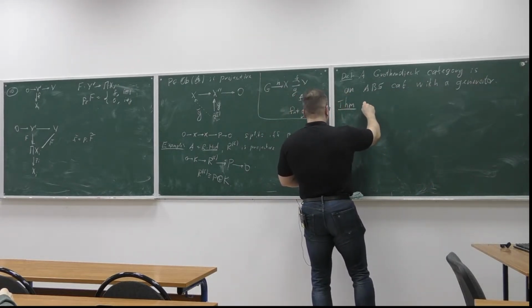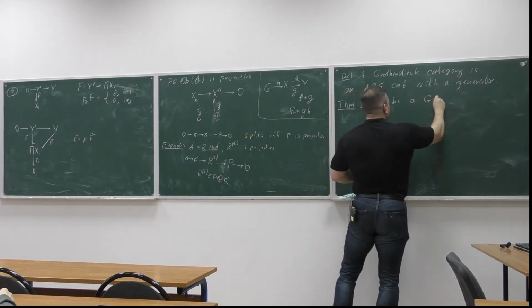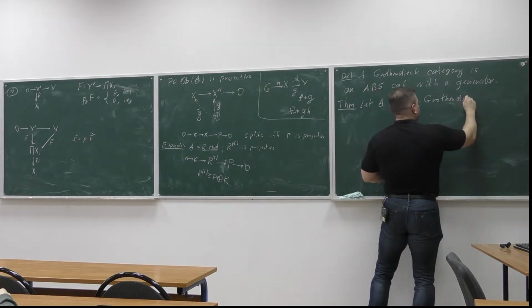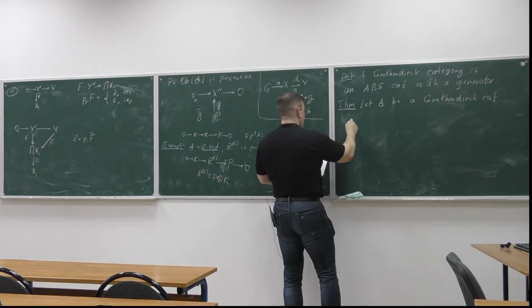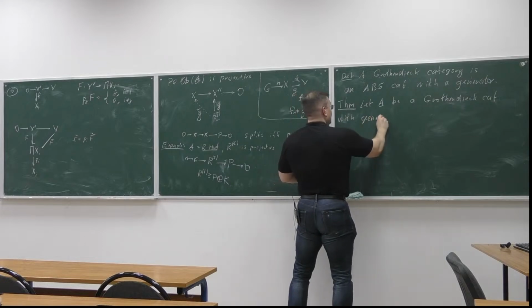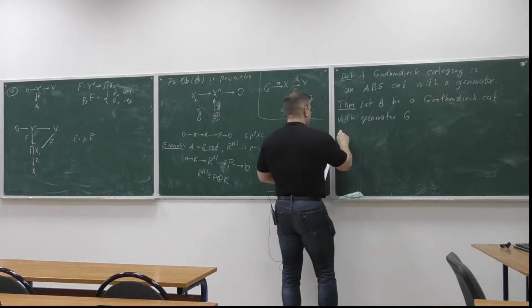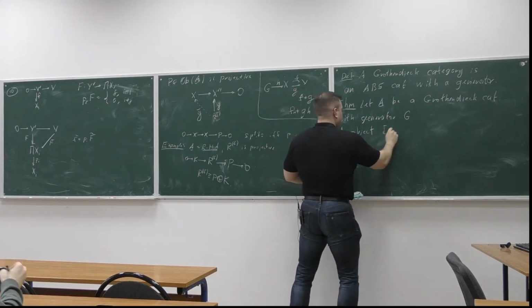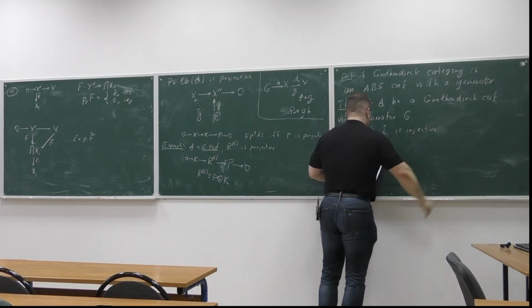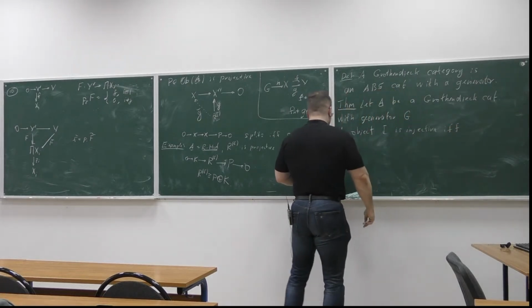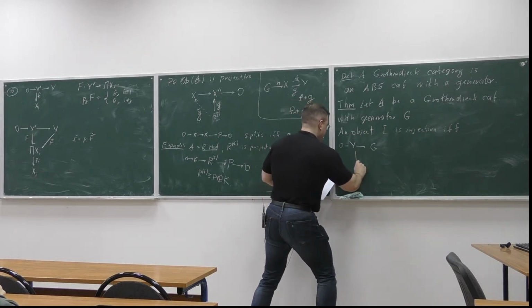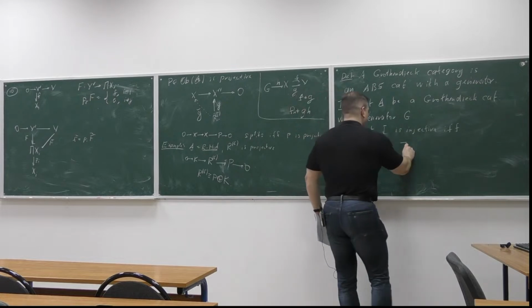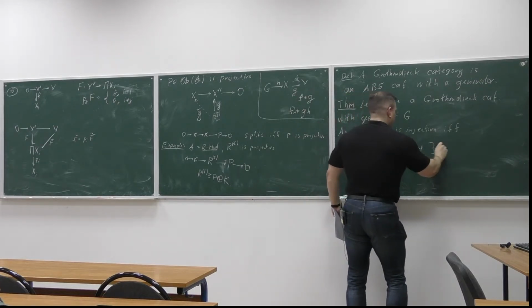Okay, so let A be a Grothendieck category with generator G. An object I is injective if and only if, for any sub-object Y in the generator and any map, say phi, to the object I, so for any Y and phi, there is phi tilde.